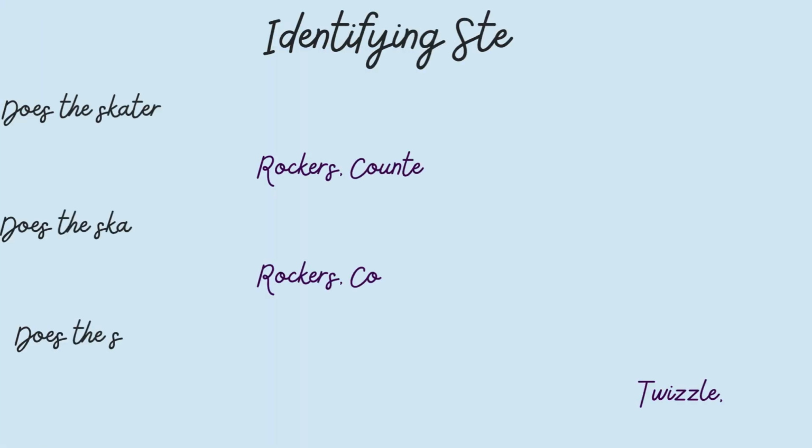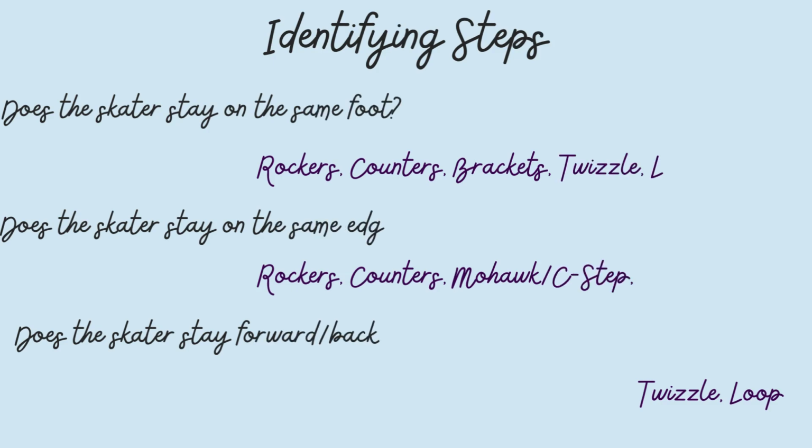I understand that this is a lot of information to try and absorb in a fairly short amount of time, so I've put a couple of questions up on the screen which can help to identify which step is being done by the skaters. So the steps that stay on the same foot are rockers, counters, brackets, twizzles, loops, and 3-turns. The steps where the skater stays on the same edge are rockers, counters, C-steps, twizzles, and loops. And the ones where the skater doesn't really change direction, well, these ones are turning, but they're not officially a change of direction, are twizzles and loops.